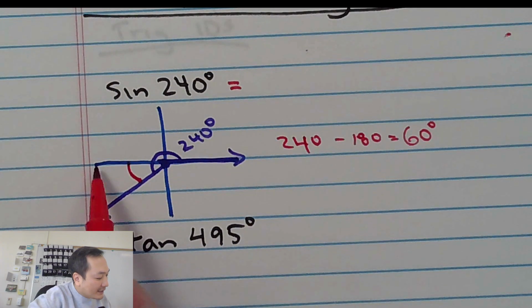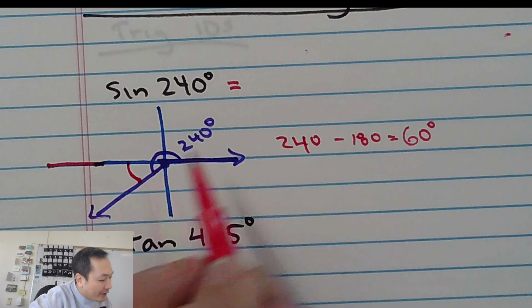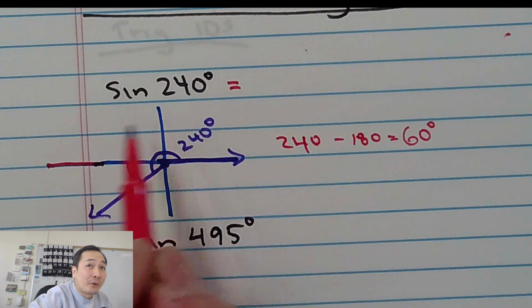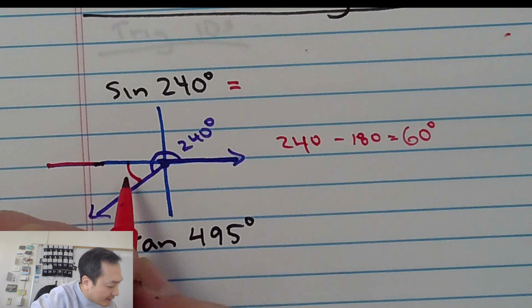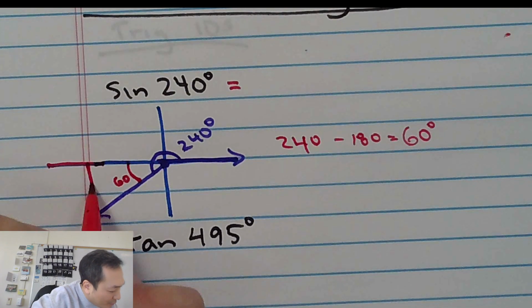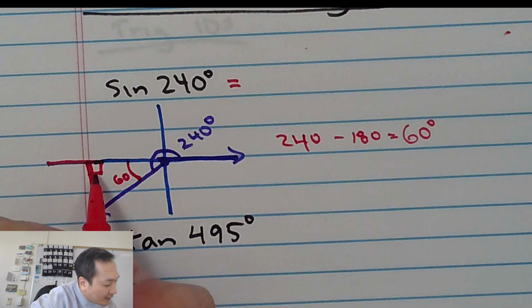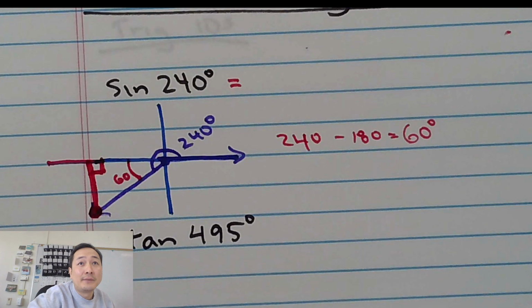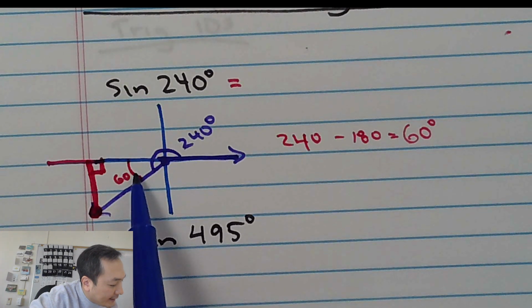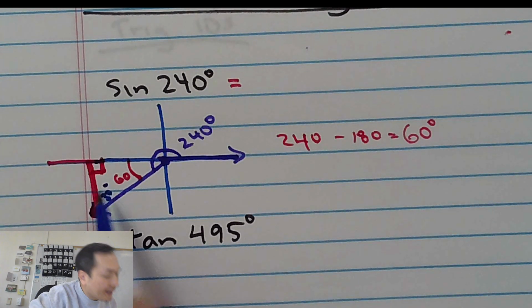So, class, in order for us to evaluate sine of 240, so this is 60. I need that reference triangle, right? Pick any point along that terminal side, put it on my x-axis. That's my reference triangle. Now, let me ask you, if this is 60, this must be 30, correct?